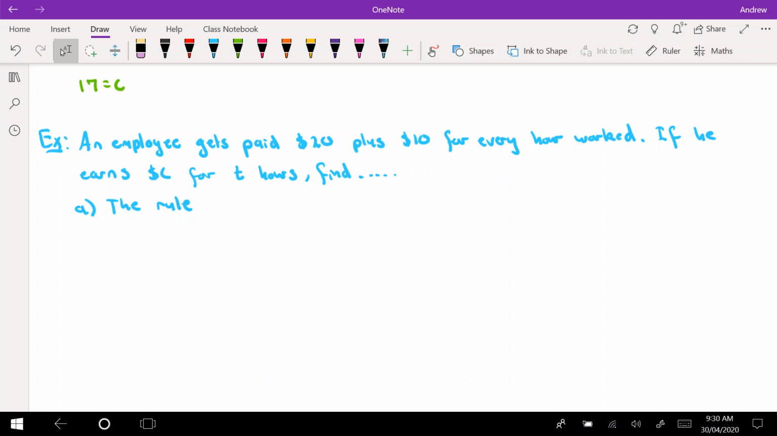So remember, a rule is something that relates two equations to each other in some sort of pattern. So we've got two variables, C and T. C is the amount that he earns, T is the amount that they work. So if I want to try and find out C, C being the cost, how much they make, well, how am I going to determine how much they make for however many hours that they work?